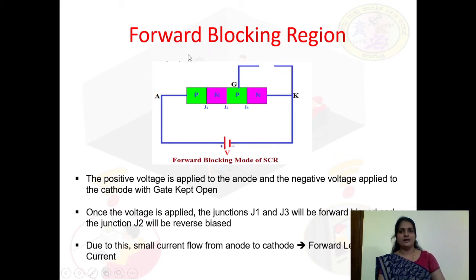This mode is called the forward blocking mode, and here once again the junctions J1 and J3 will be operating at forward bias and J2 will be operating at reverse bias. Due to this, there will be a small current flow from anode to cathode. Due to the positive polarity at the anode, a small current will flow in this direction, from the positive terminal to the anode, and from anode to cathode.